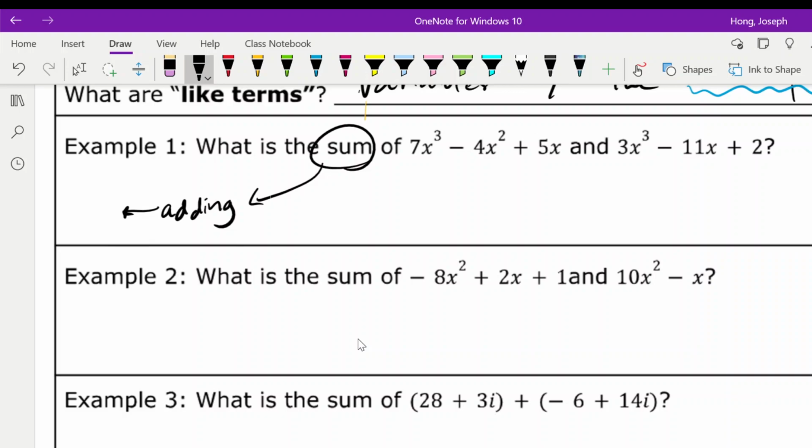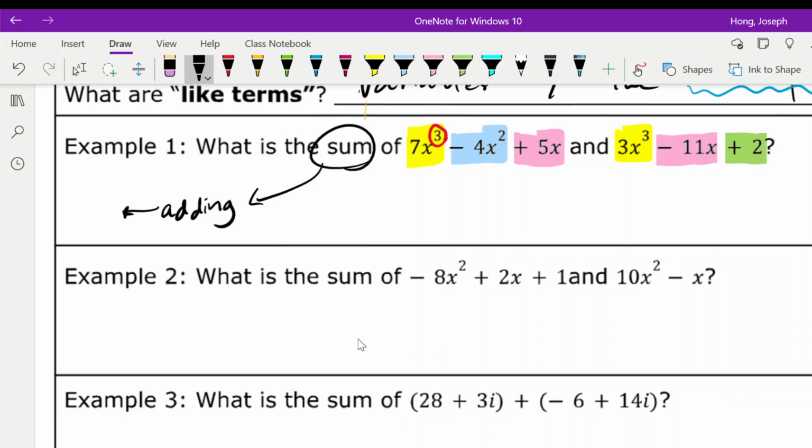So here we go. I'm going to color code these. So if yellow is cube, and only things I can color yellow is based off of the exponent. So the only thing yellow here is going to be 3x cubed. Negative 4x squared is going to be with nothing else because there's no other x squares. 5x is with this negative 11x, and there's nothing with no exponents, or like no x's at all.